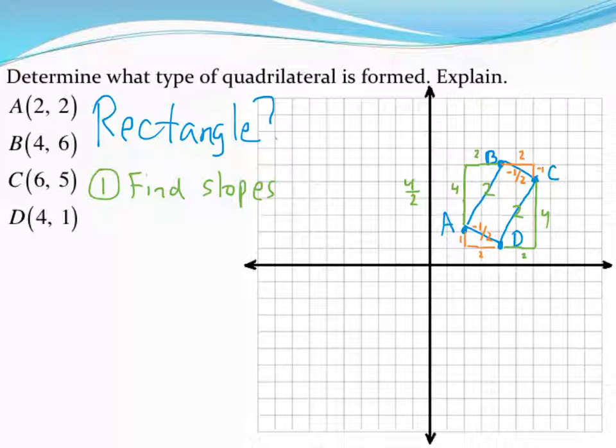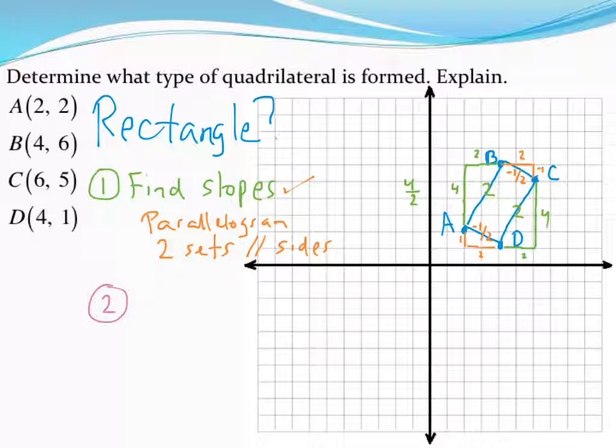So I found the slopes, which means I do in fact have a parallelogram at least, because I've got 2 sets of parallel sides, which means we're not yet at a rectangle, but at least we're a bit closer. We do know that we're at least in the parallelogram family, of which a rectangle is one of our descendants, I suppose.